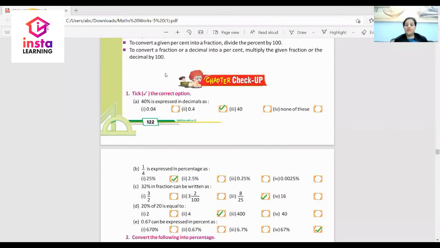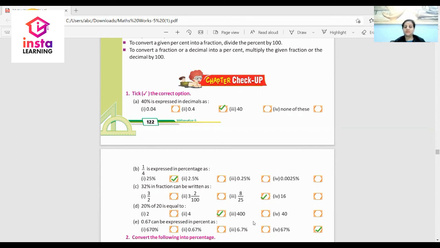Now we have come to the end, that is the chapter checker. See, 40% is expressed in decimal as 0.4. So in that you have to divide by 100. 1 upon 4 is expressed as a percentage as 25. 32% in fraction can be written as 8 upon 25. You have to divide by 100. 20% of 20 is 4.